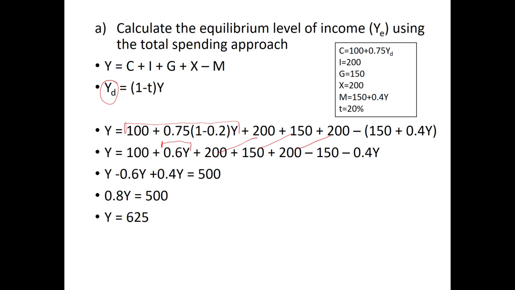You take all the others, the 100, the 200, the 150, the 200 minus 150, and that gives you the exogenous spending of 500. Now, if you're multiplying with 0.8 on the left-hand side, that means you need to divide by it when you move it to the right-hand side, and that gives you an answer of 625 as the equilibrium income.